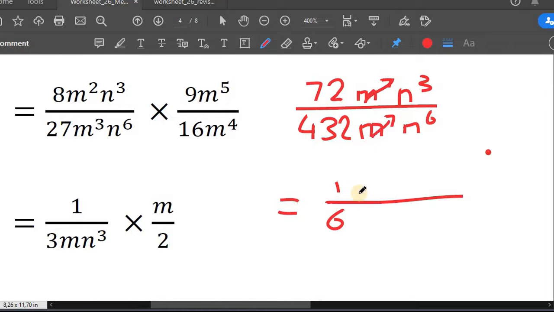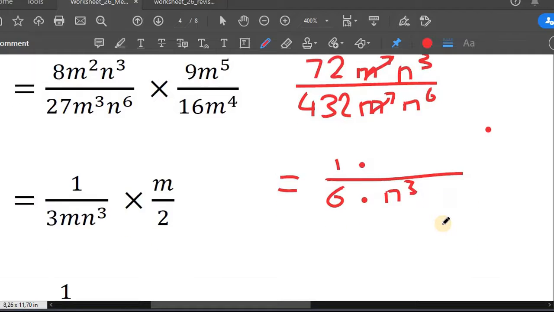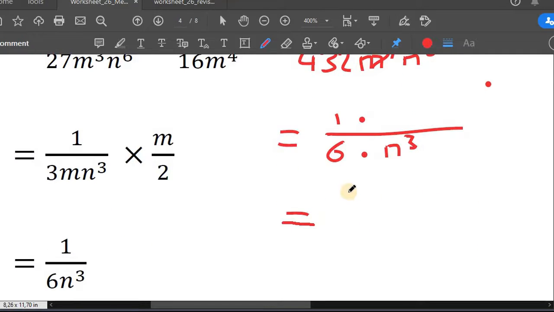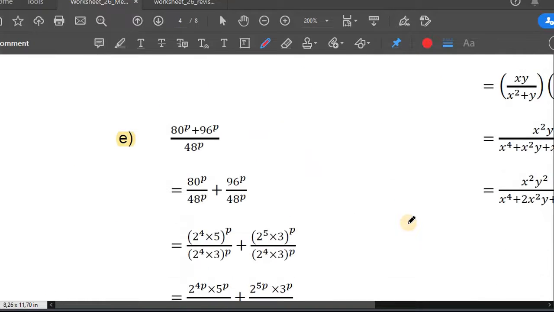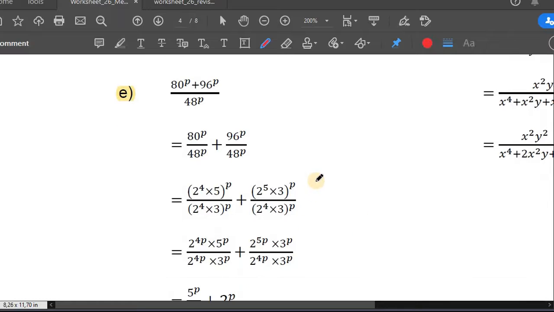Then we got m to the 7, m's are out here with our n's. Which is the bigger power? N to the power 6. By how much? By 3, right? Then we can write this out neatly to present our answer. 6 n 3. 3 didn't look neat enough. N to the power 3. There we go. Same thing, right? Let's go to E and let's try and speed up.